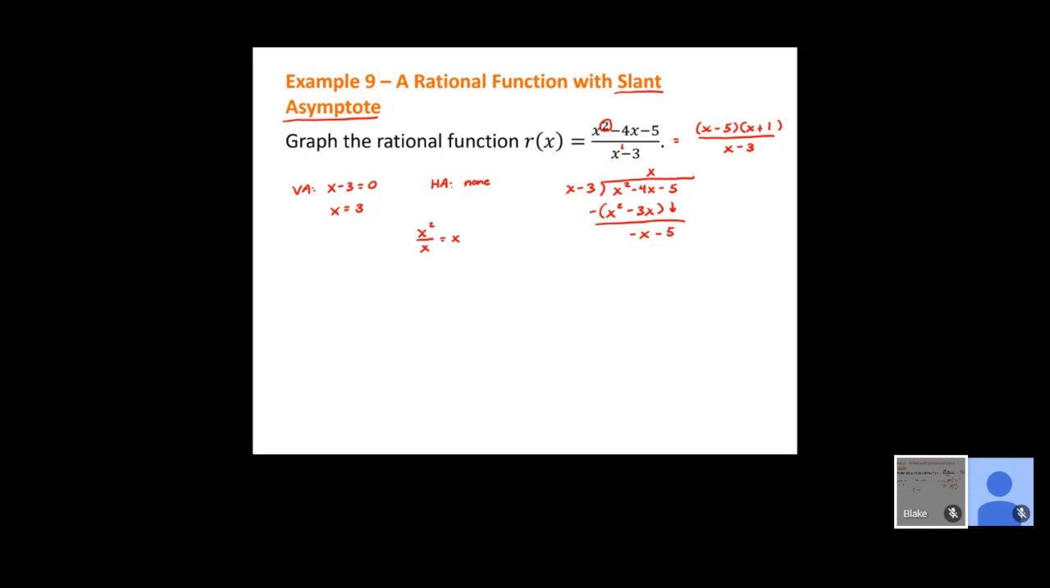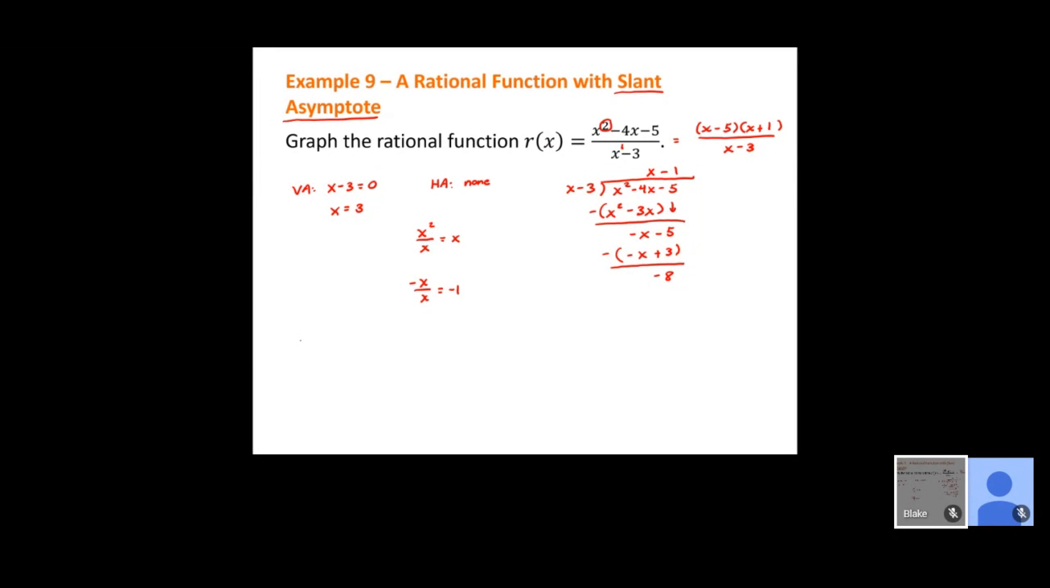Now we ask ourselves, how many times does x go into negative x? So negative x over x is negative 1. We get a minus 1. We distribute. Negative x plus 3. Group that together and subtract. Negative x minus a negative x, that's going to cancel because that becomes addition. Negative 5 minus 3 gives us negative 8. That's our remainder because x does not go into negative 8.